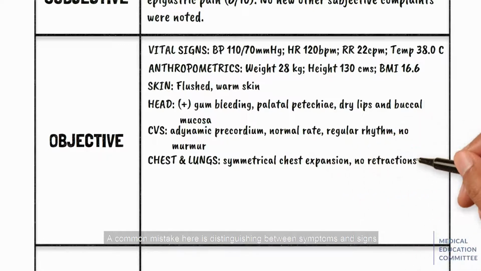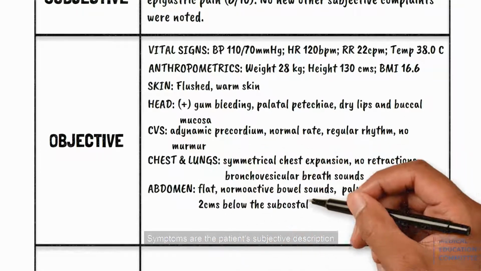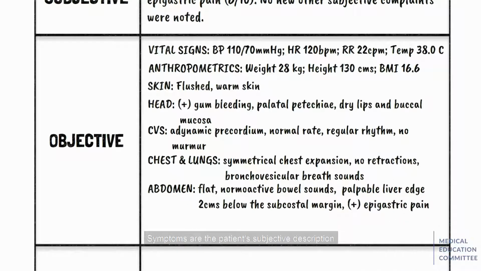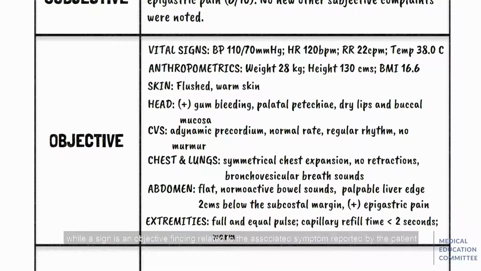A common mistake here is distinguishing between symptoms and signs. Symptoms are the patient's subjective description and should be documented under the subjective heading, while a sign is an objective finding related to the associated symptom reported by the patient.